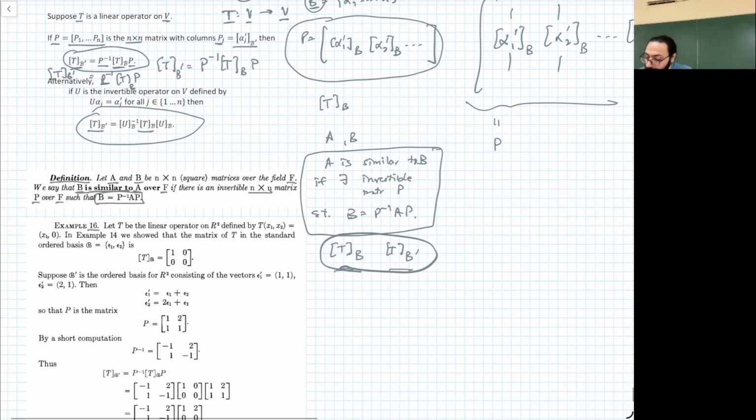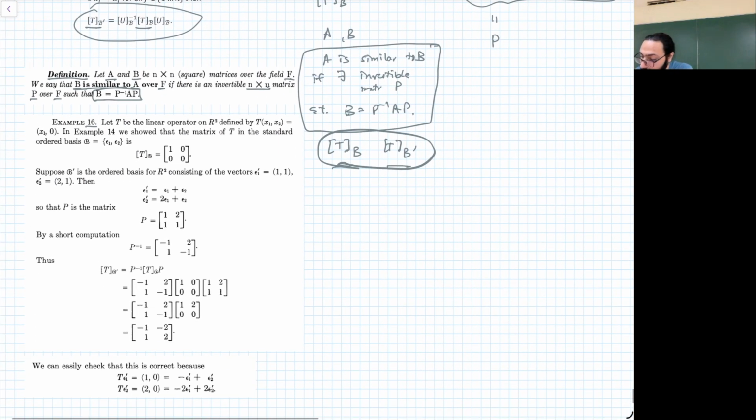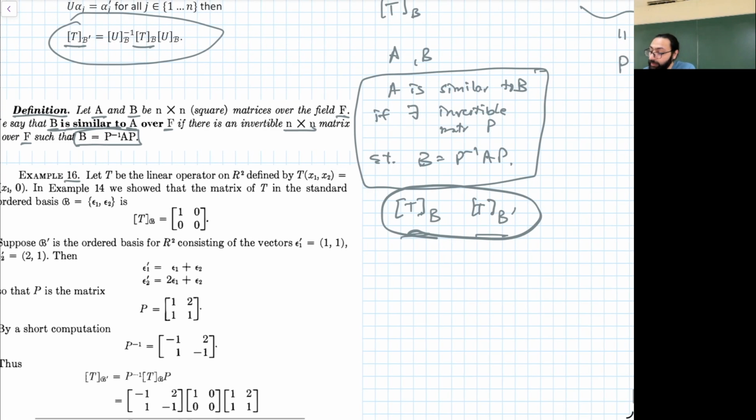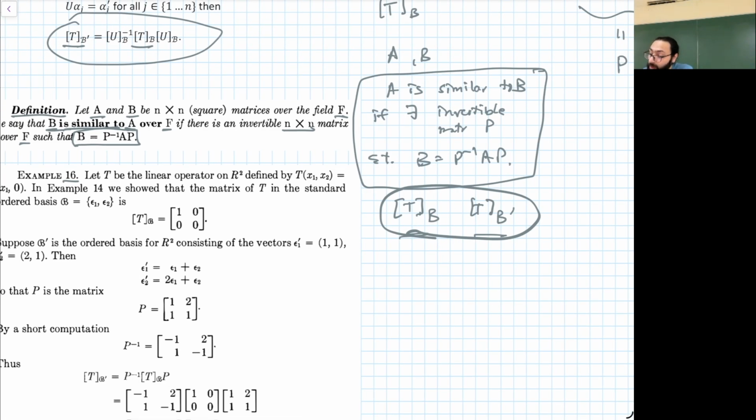Okay. So then we looked at the definition. Now we're all caught up. We looked at the definition of what it means to have a similarity transformation. We say A and B are similar to each other if there exists an invertible matrix P such that B is the same as P inverse AP. This is just a definition.